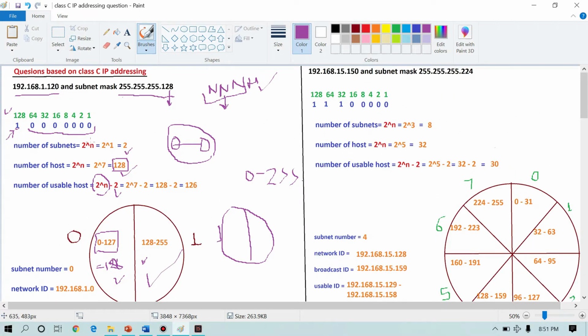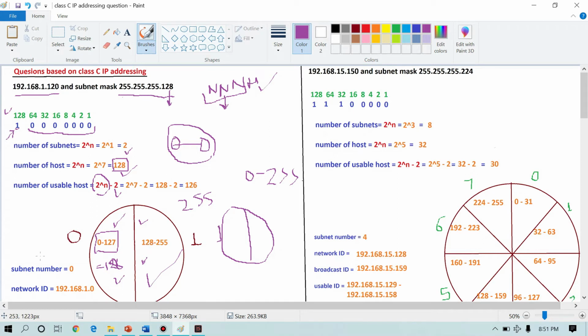How do we get this? Simply from here. Firstly, I have divided a big network into two different parts. Then I see from here that we have 128 hosts in one section, so another 128 hosts in another section. So I have divided 255 into two parts: the first part 0 to 127 and the second part 128 to 255.